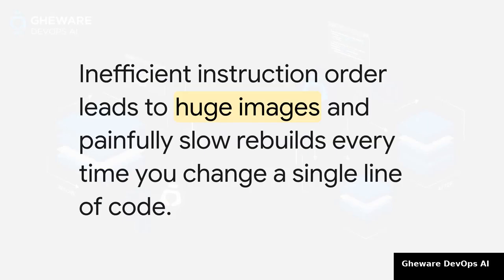You copy the entire project directory first, and then you go and install all the dependencies. It seems innocent enough, but this one little mistake leads to absolutely huge images and painfully slow rebuilds every single time you change just one line of code. But why? Why is it so bad? Well, the secret is all in the layers.